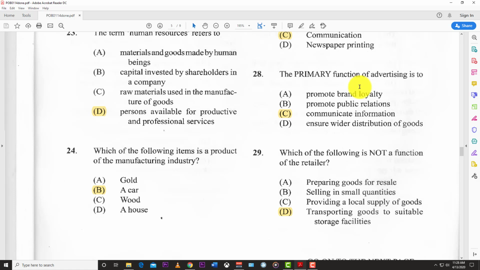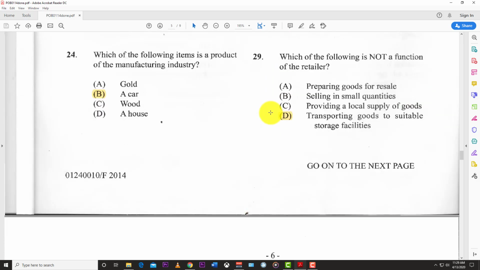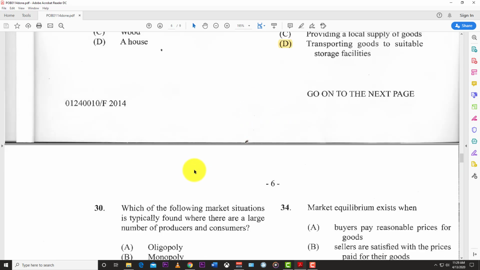28, the primary function of advertising is to, and the best answer here is C, communicate information. So advertising tells you the name of the product, the price of the product, where you can get the product, all that kind of stuff. So information. 29, which of the following is not a function of the retailer? And the answer here is D, transporting goods to suitable storage facilities. That's normally the job of the wholesaler. The wholesaler normally does warehousing and storage and those kind of things.